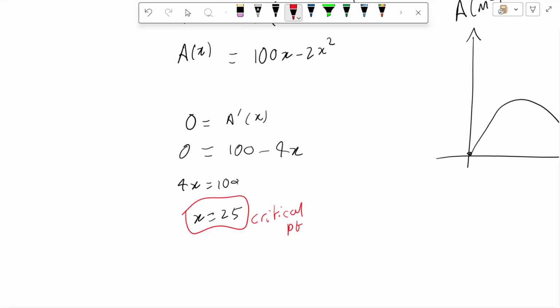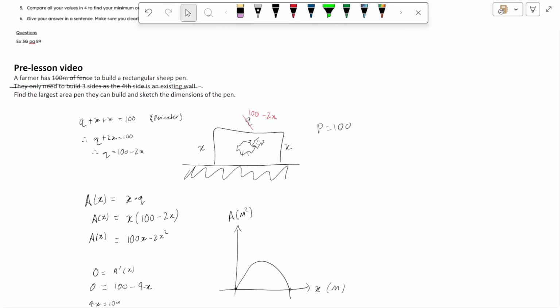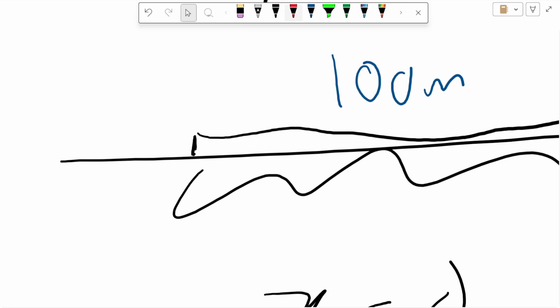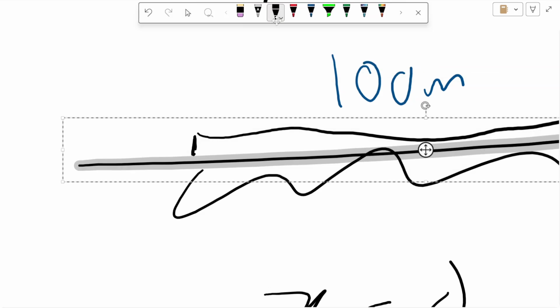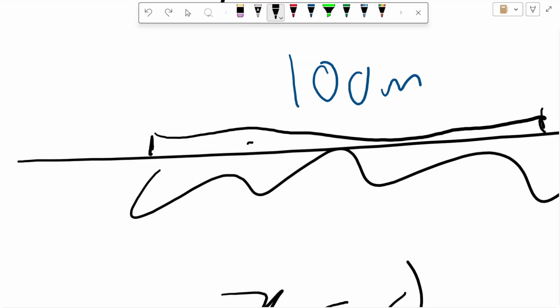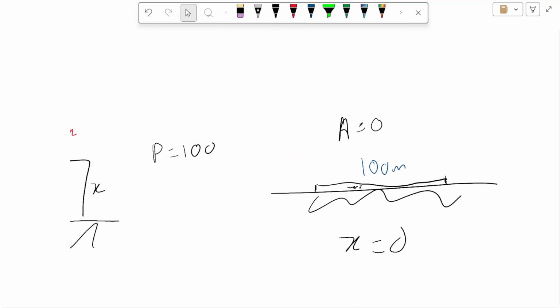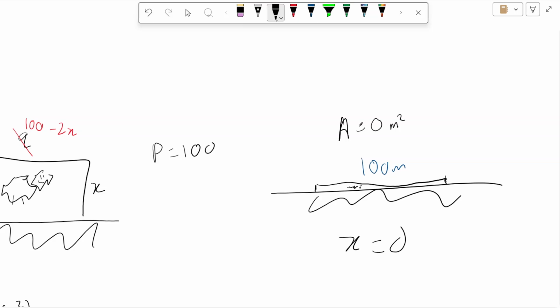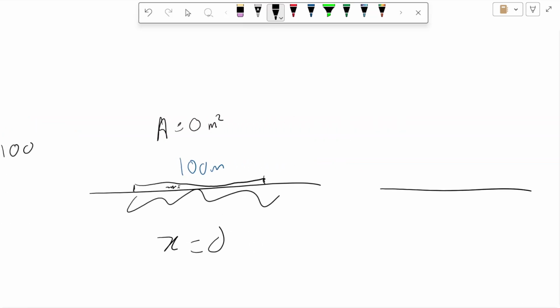We also need to find the endpoints for the situation. So if you think about how small x could be, x equals 0 is how small that could be. And then this pen's going to look very flat, and you sort of go across there. I would expect the area to be 0, and also that width would be 100 meters because the farmer's using all that fence there. And the sheep is very unhappy because they've just been squashed into that little pen, which has 0 area as well. If you think about how big x could be, x equals 50 is as big as this gets.